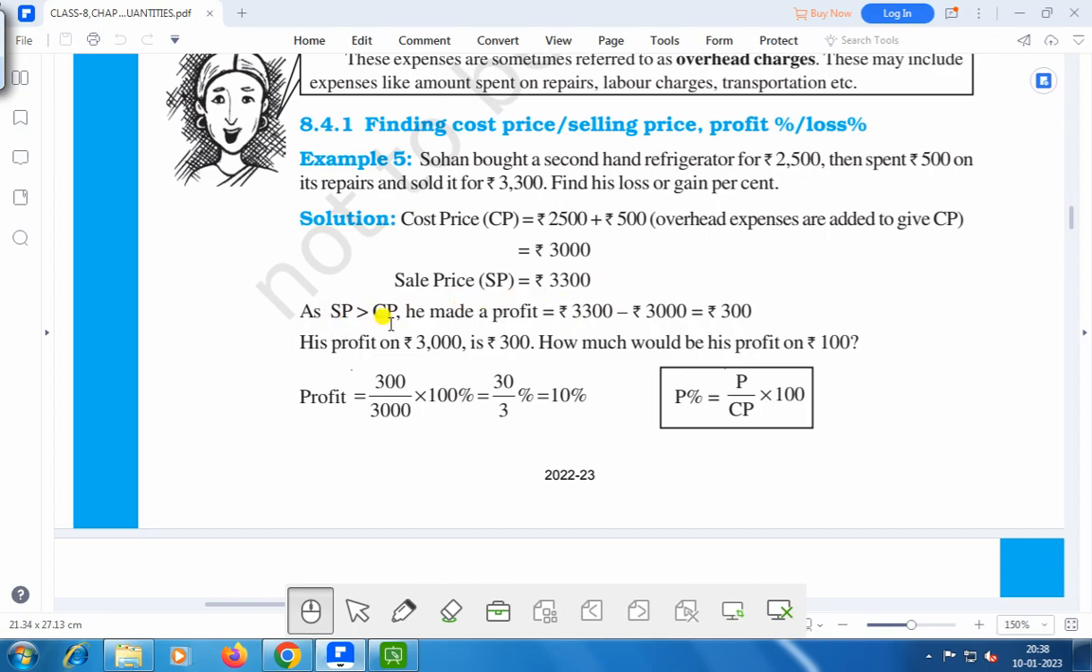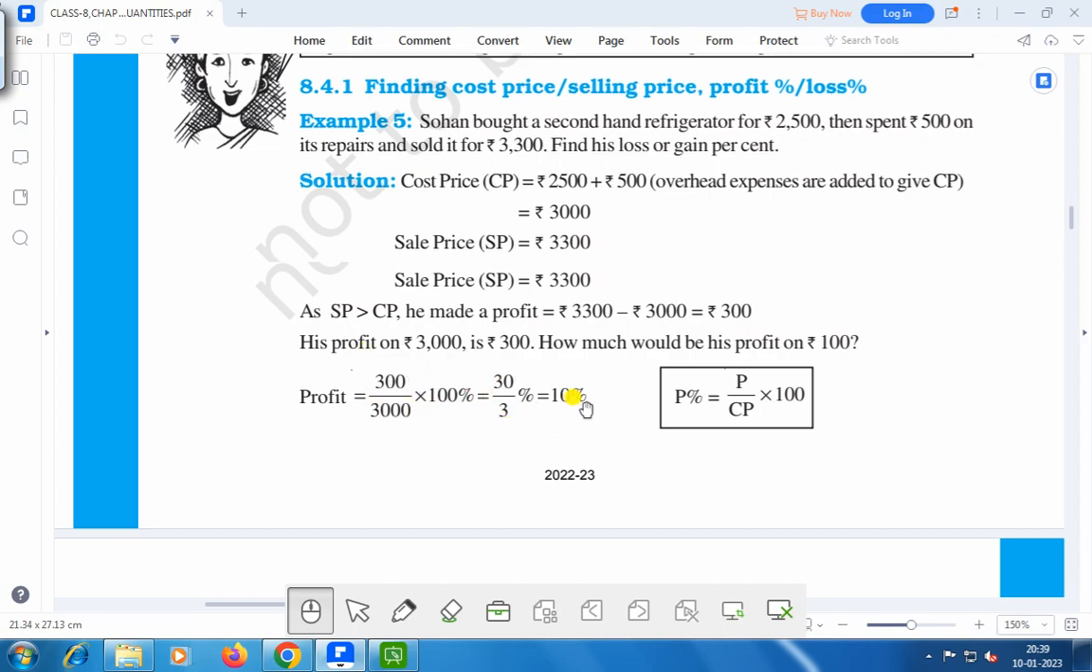As selling price is greater than cost price, he made a profit of rupees 3300 minus 3000, that is 300. His profit on rupees 3000 is rupees 300. How much would be his profit on rupees 100? The 300 by 3000 into 100%, 30 by 3, that is 10%.